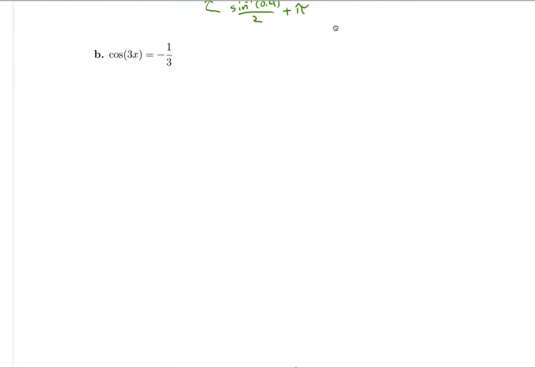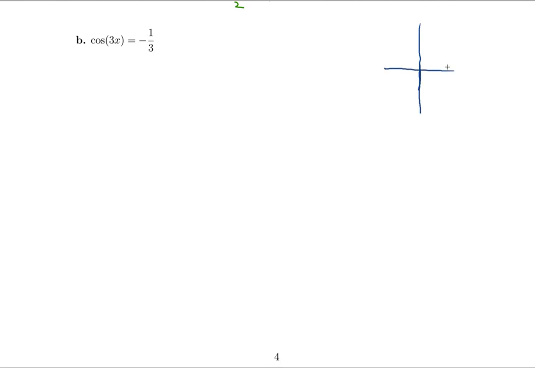All right, last example here, doing the same thing though. Want all the solutions between 0 and 2 pi. So again, negative 1/3, not a special value on the unit circle. So we're going to have to rely on the inverse cosine to help us out here. So negative 1/3 in the x is right about there. So I've got a solution here and a solution there.